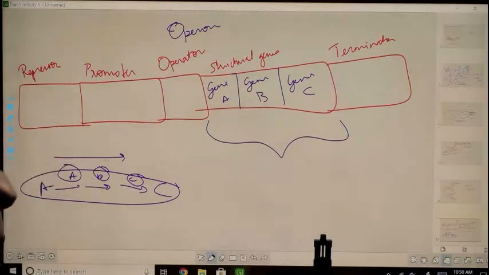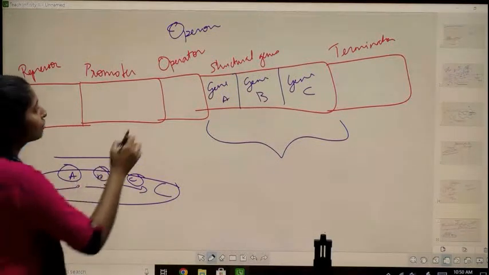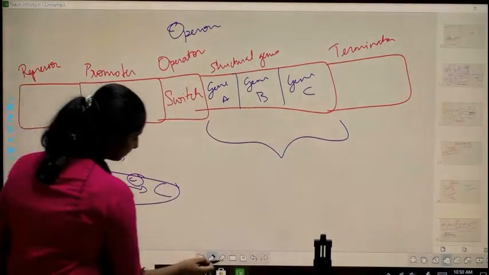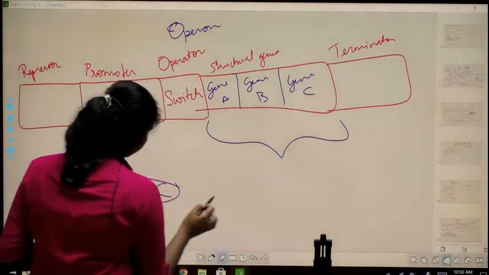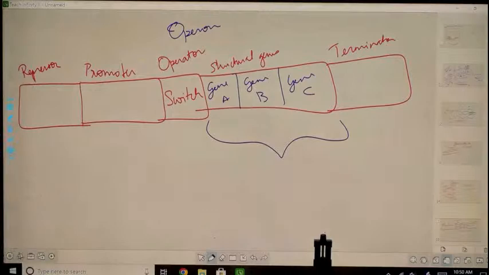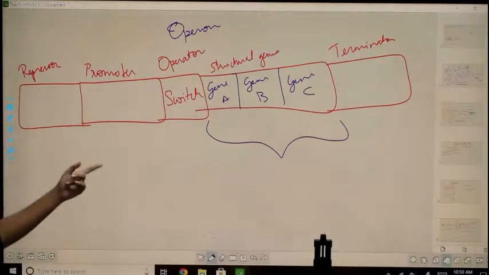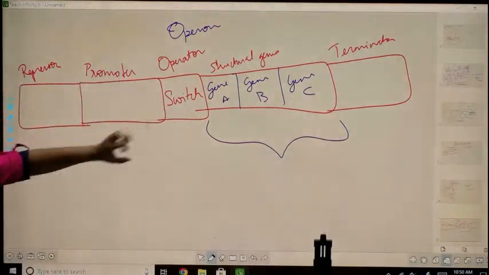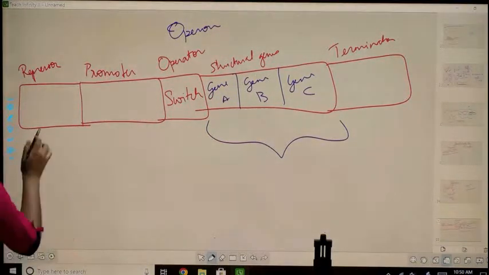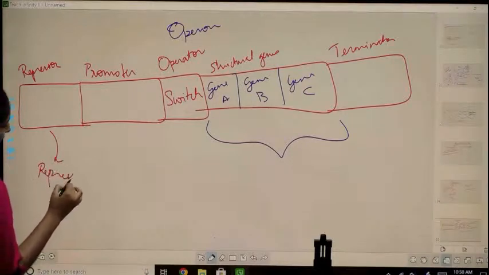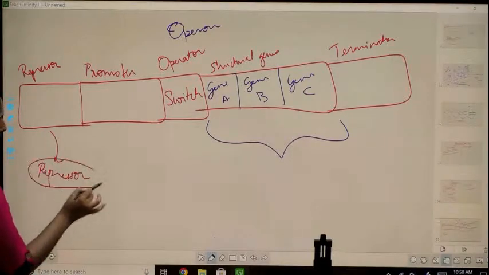The operator in an operon will act like a switch. So in an operon we have the repressor, promoter, operator, structural genes and terminator. We have all these sequences. A repressor gene will code for a repressor.